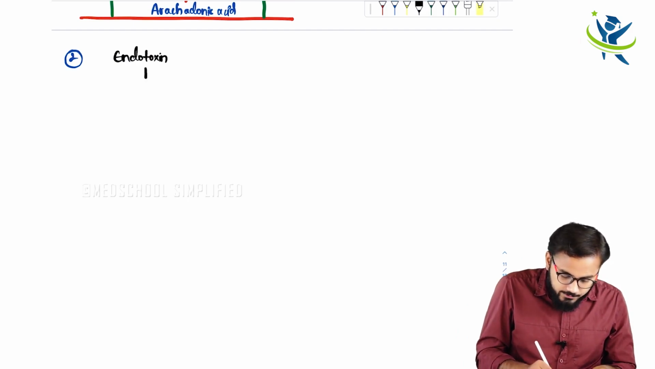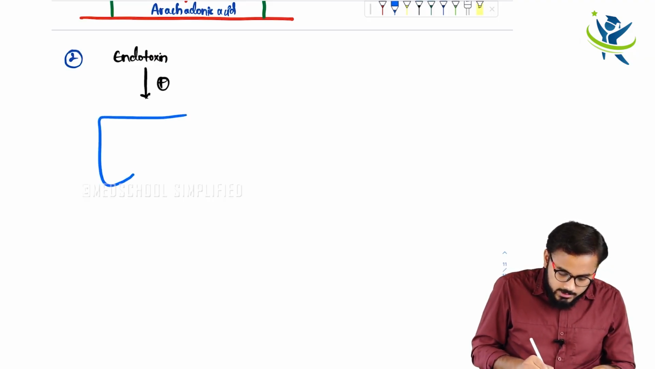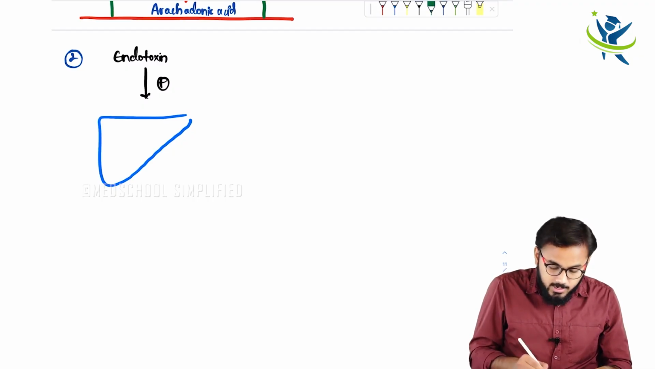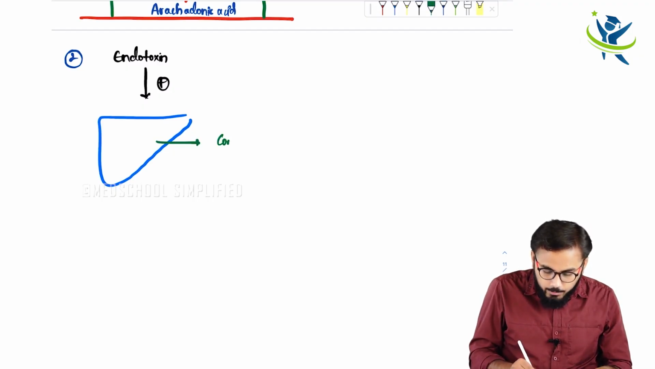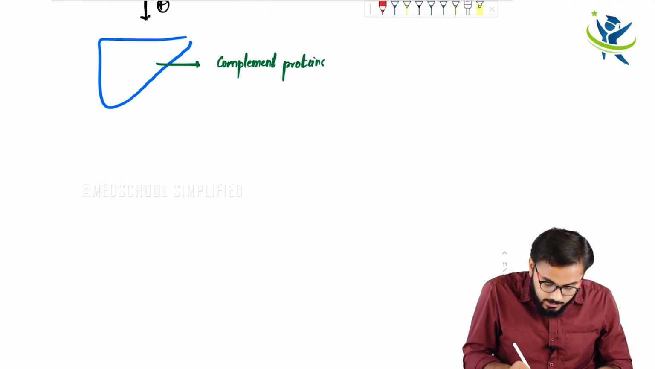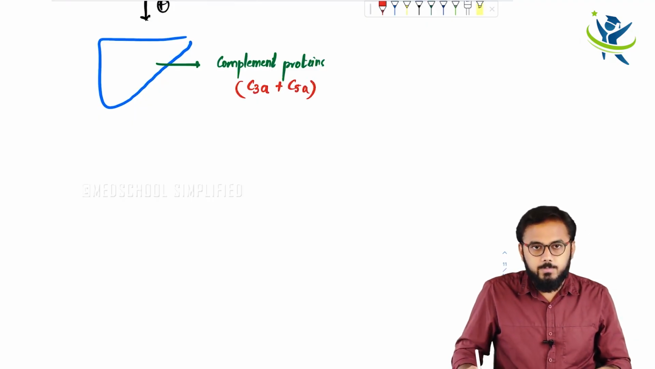Endotoxins will first activate an organ in your body, that is your liver. When the liver gets activated, it releases complement proteins. And what are these complement proteins? Complement proteins are C3a and C5a. These two are complement proteins.